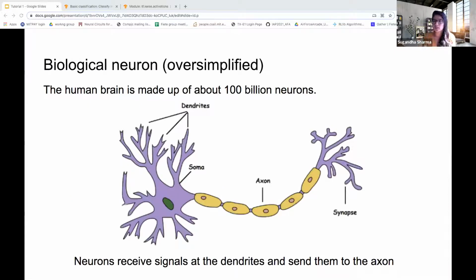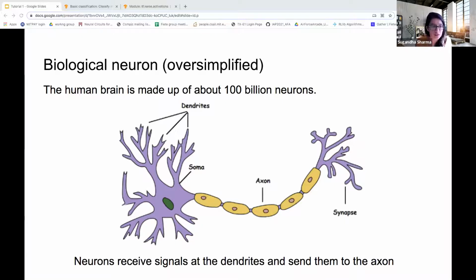Just before we go into artificial neural networks, this is a very oversimplified schematic of a neuron, and we all know, but just as a refresher, our brain is made up of billions of neurons, around 80 billion neurons. And what we see here is a very simple schematic of a neuron, where it has these dendrites, which are the locations where it receives inputs. And this is the soma, which is the cell body.